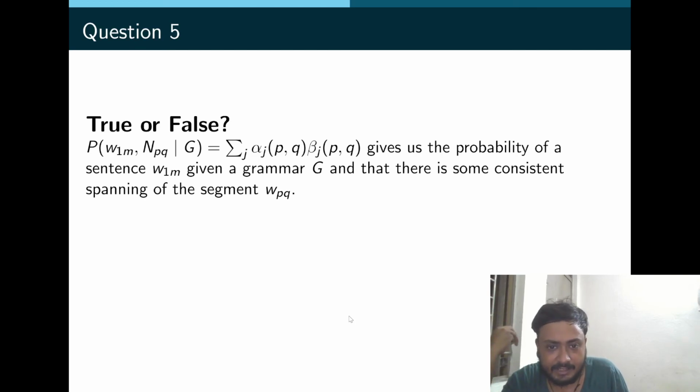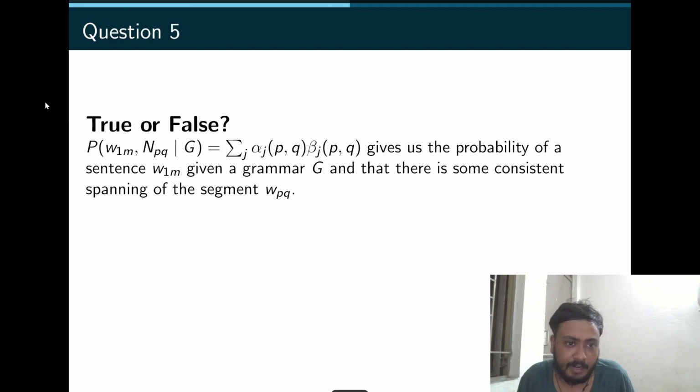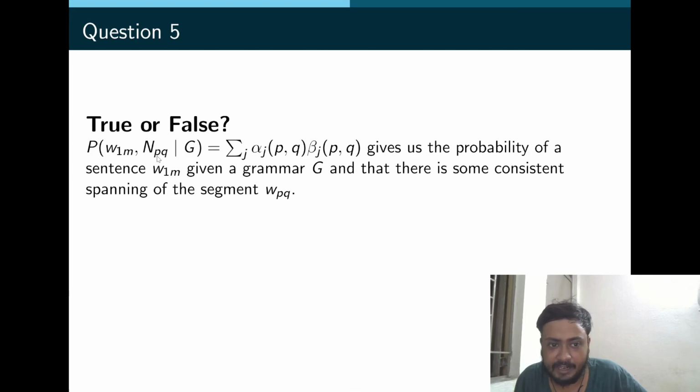And the second one is a simple question on the inside-outside probability. Because that is a bit complex, we have not covered how to solve them. This is just the theoretical portion. This says that the probability of the words from 1 to m, given that a non-terminal N generates anything between positions p and q, is given by the product of the inside and outside probabilities of p and q over all j. So this is the statement.